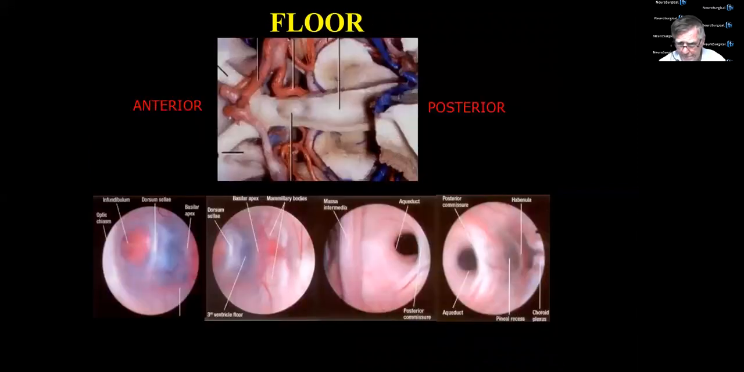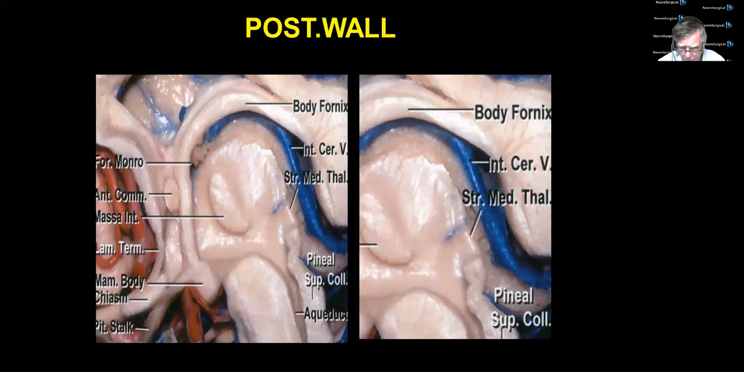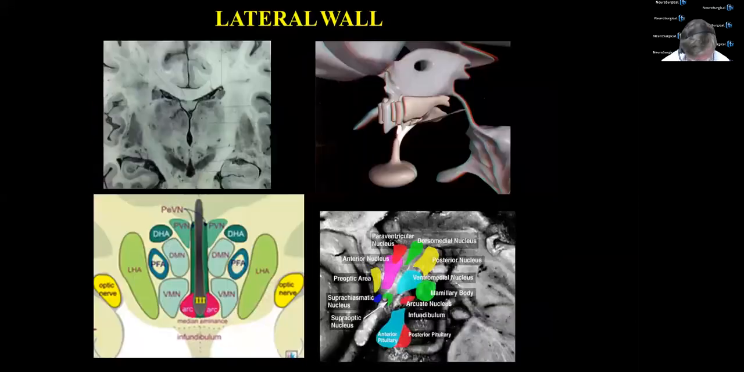And if you look at the floor from above, starting from anterior to posterior, you come to the chiasm, and then you go backwards like this. This is what you see within the scope, until you come to the aqueduct of Sylvius. The posterior wall is basically where the pineal gland is, the suprapineal recess, and the posterior commissure.